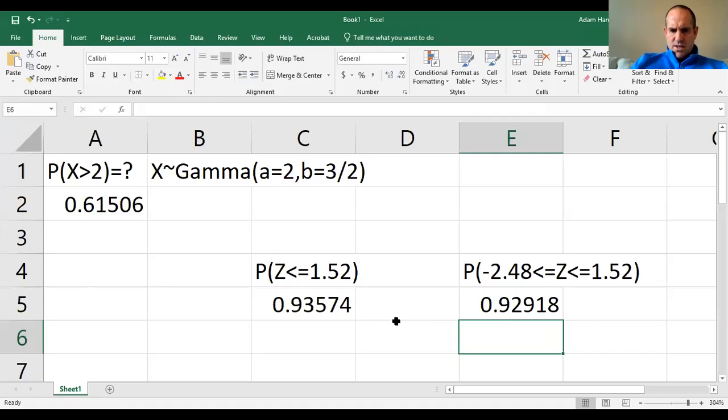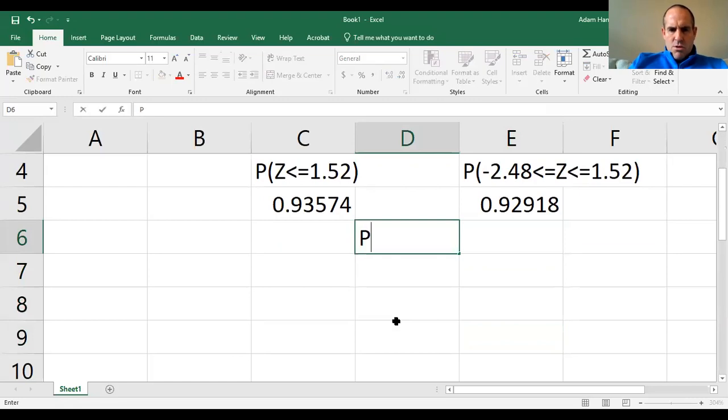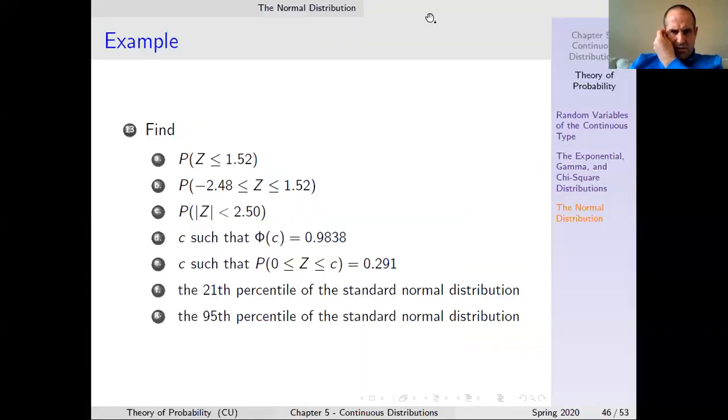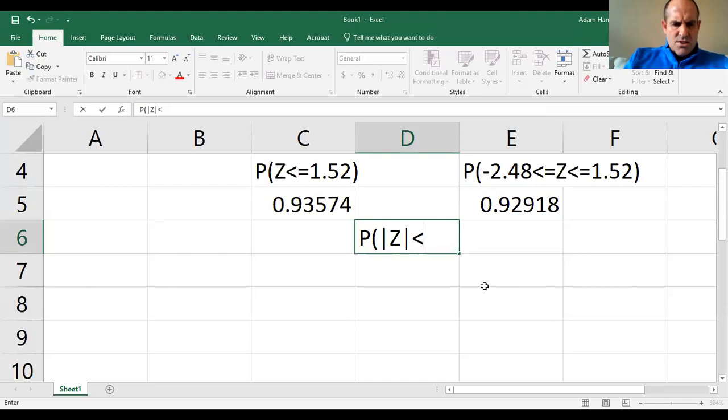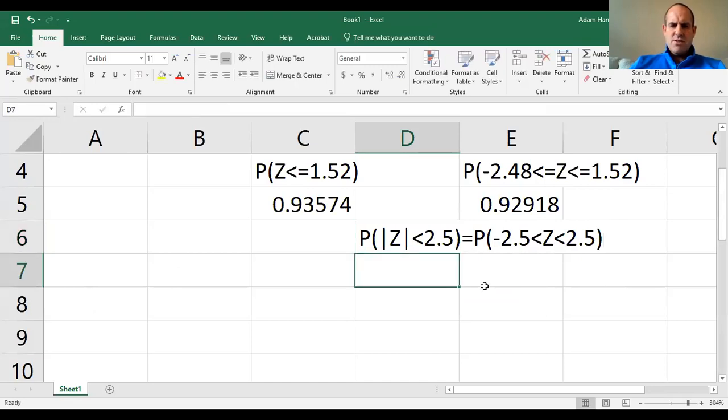Probability that z in absolute value is less than... was it less than? Yeah, less than. Okay, fine. Z is less than 2.5. Well, that's the same thing as the probability that negative 2.5 is less than z is less than 2.5. That means that z has to be trapped between negative 2.5 and 2.5. So what is that?